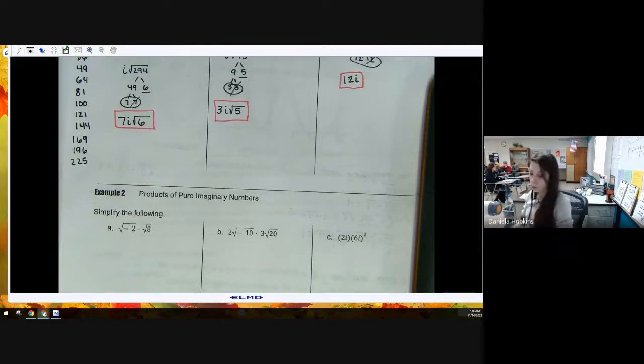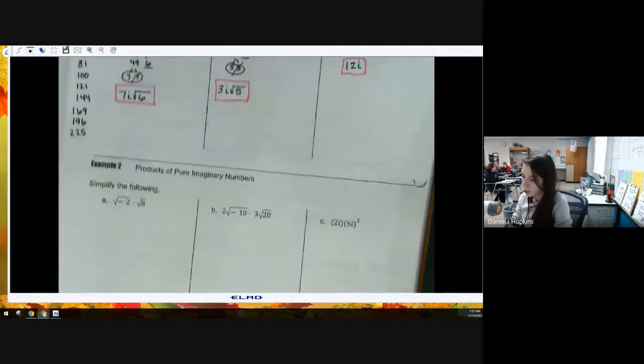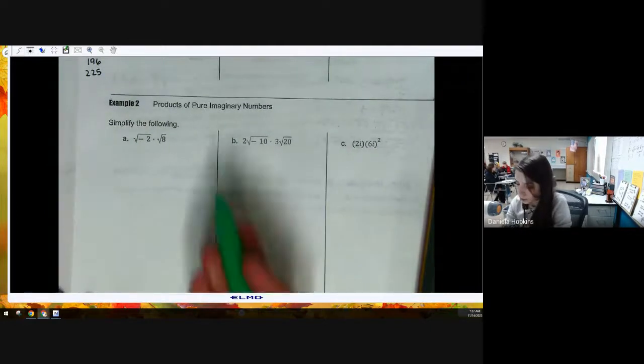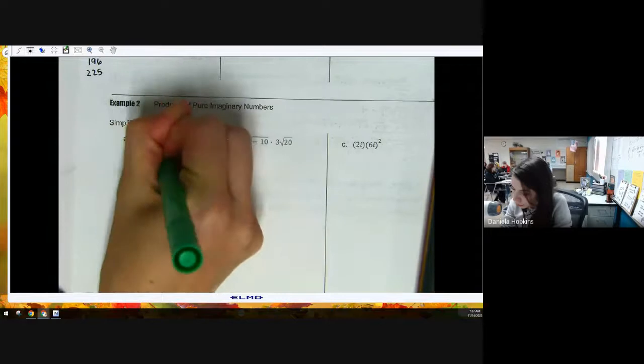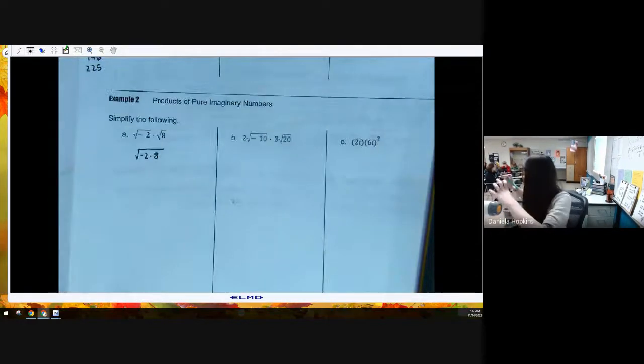So example 2, we have the square root of negative 2 times the square root of 8. We kind of already discussed this when I asked you what the square root of negative 1 times the square root of negative 1 is. You can combine these under one square root, and I'm going to write an extra step here just for our notes. You can combine it like that, and then you just multiply them.